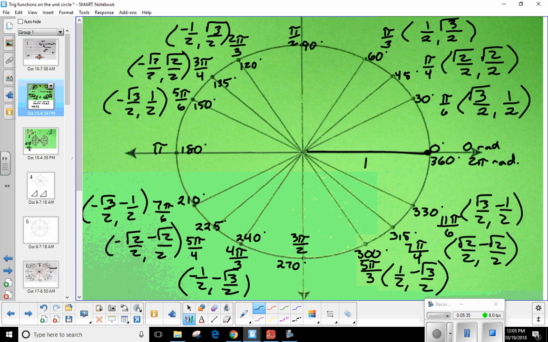So this one right here would be (1, 0). This point here would be (0, 1), (-1, 0), (0, -1). There we go. Okay, just like that.